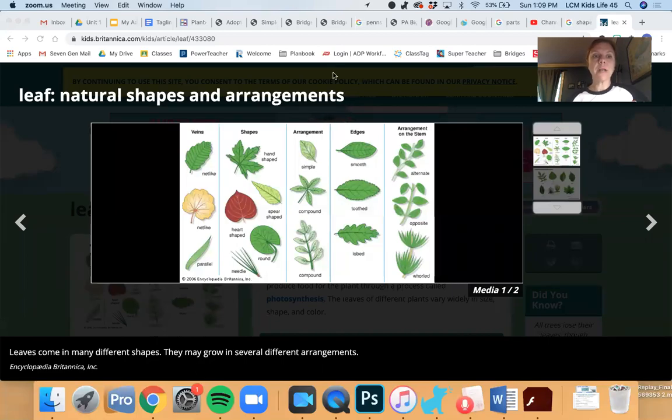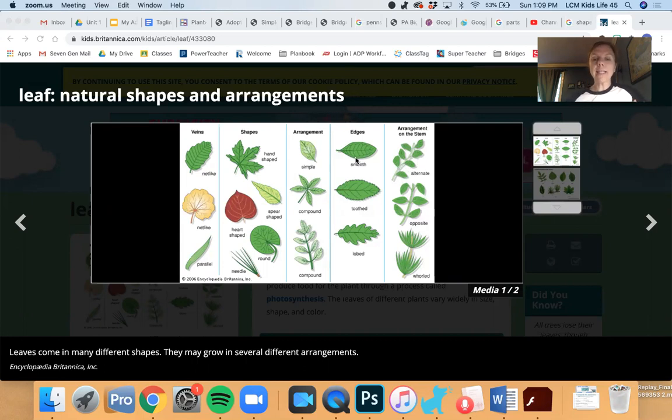So now we're going to talk about the leaves' shapes. We're going to look at some different ways we can classify these shapes. We sort of already talked about the arrangement on the stem. Are they a simple leaf or a compound leaf? But we're going to look at some other ways that we can classify those as well.